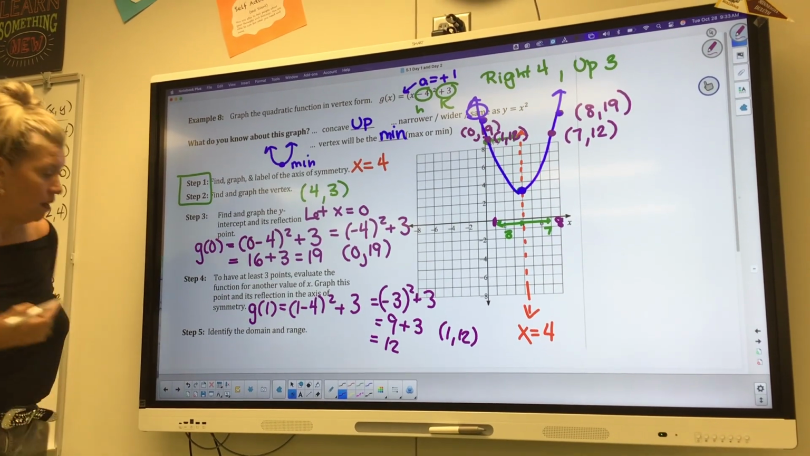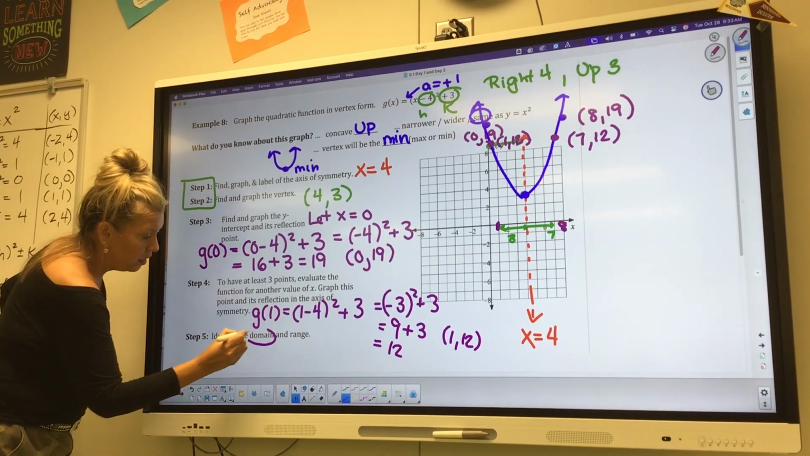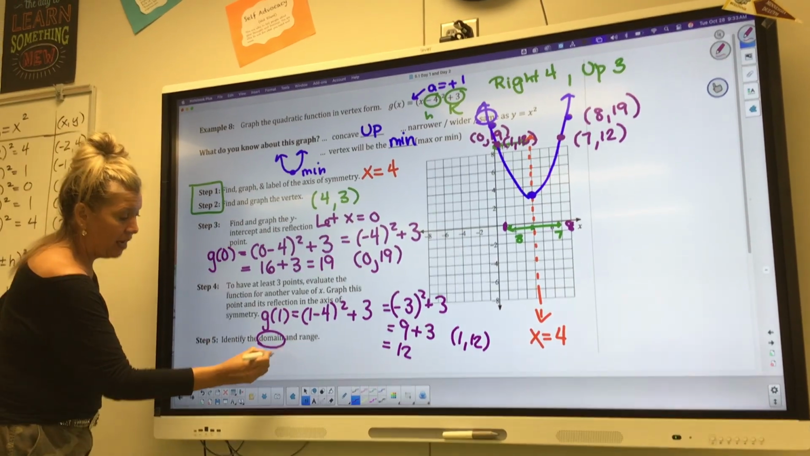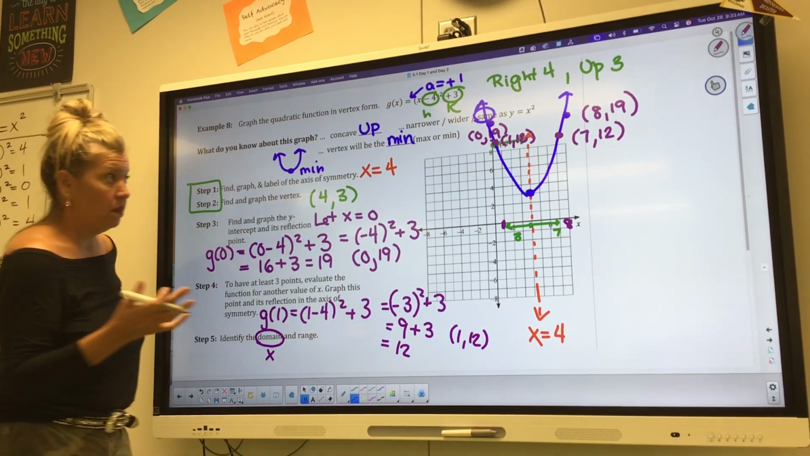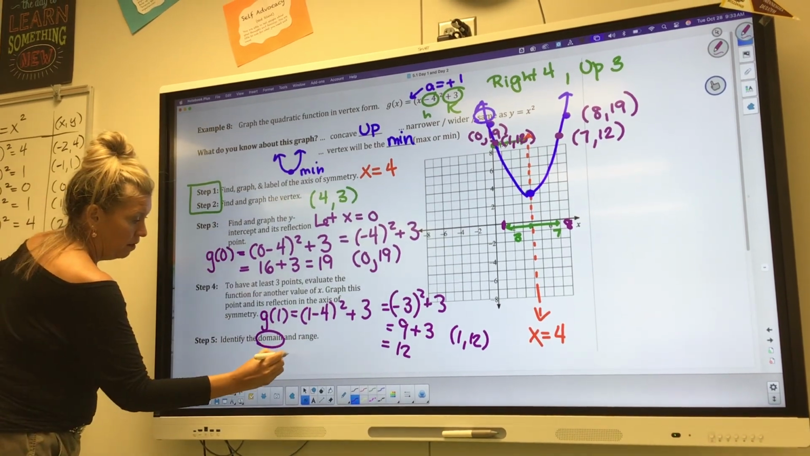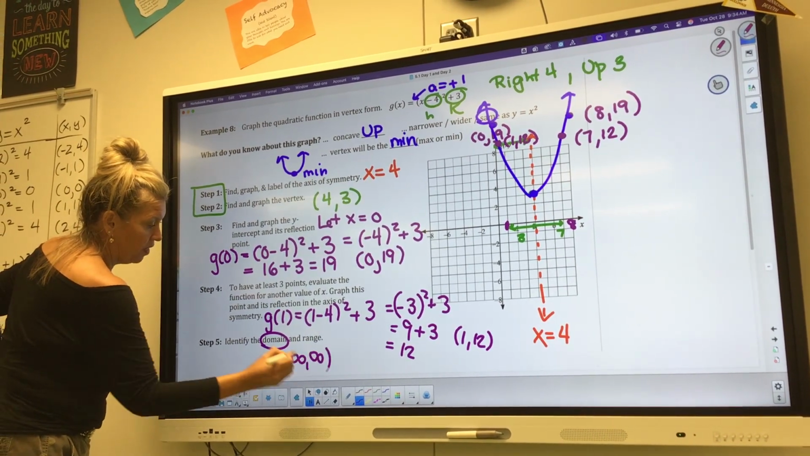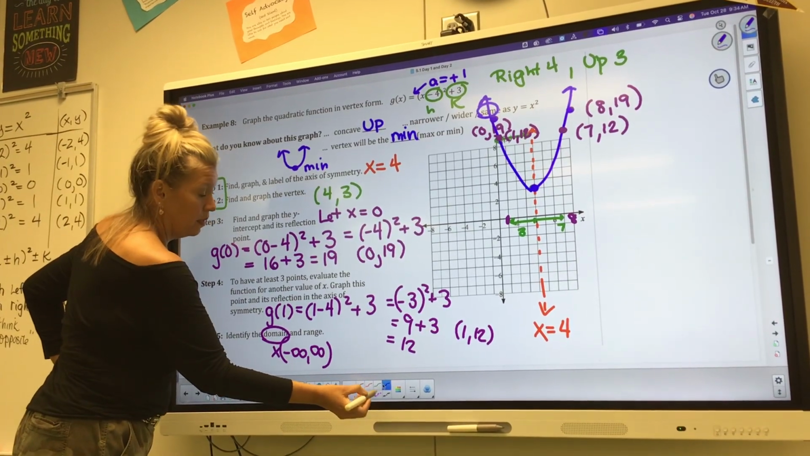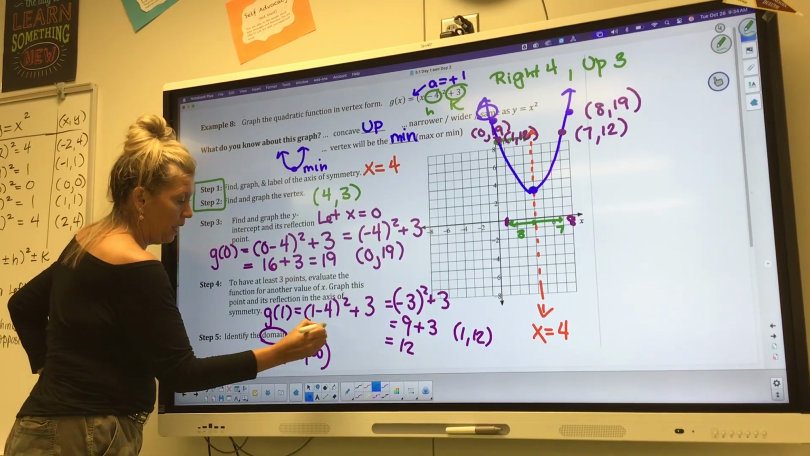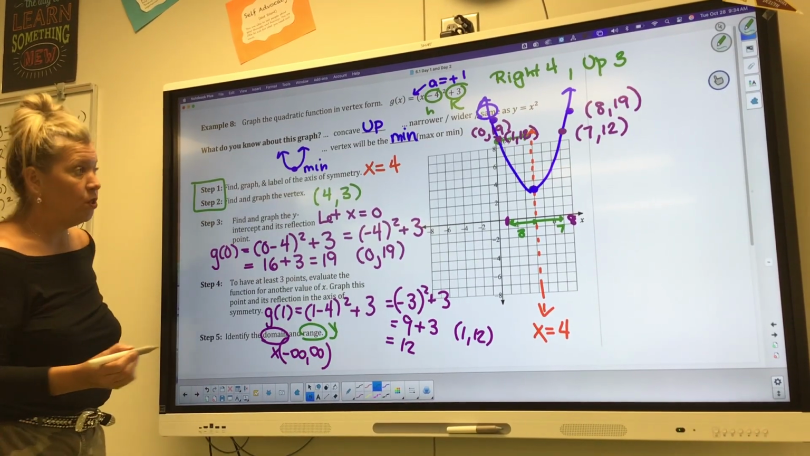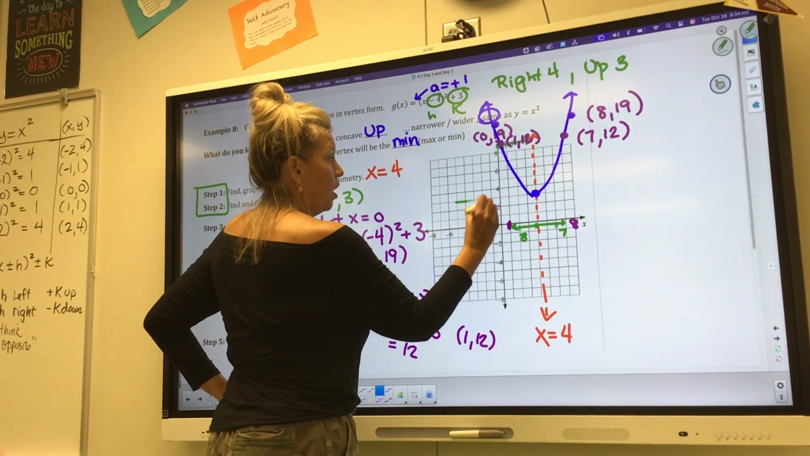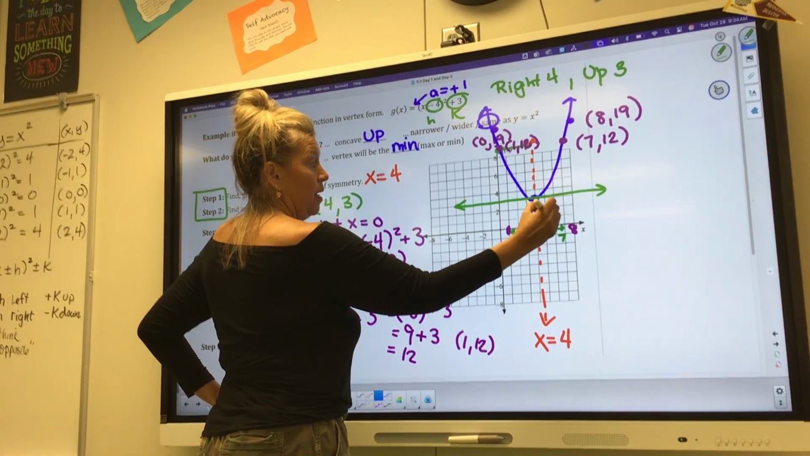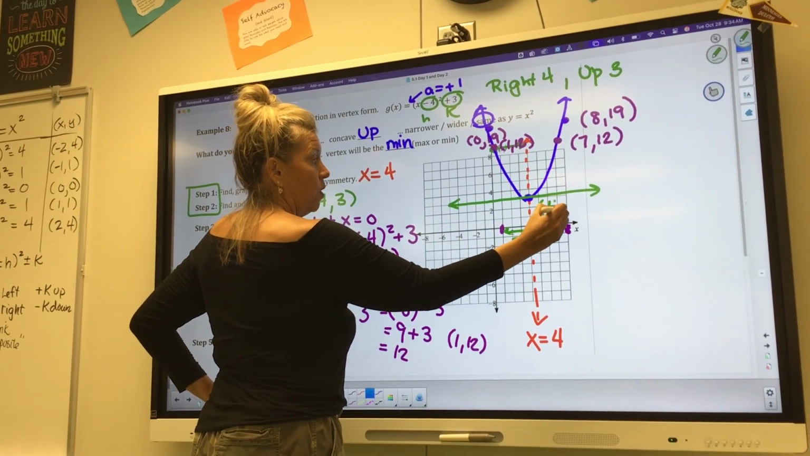The domain of all of our quadratics, what we can substitute in for x, is all real numbers. Every number works from negative infinity to infinity. All real numbers. The range is going to be your y. So I go over to my y. Here's my lowest point. What is that point? That point is over 4, up 3.